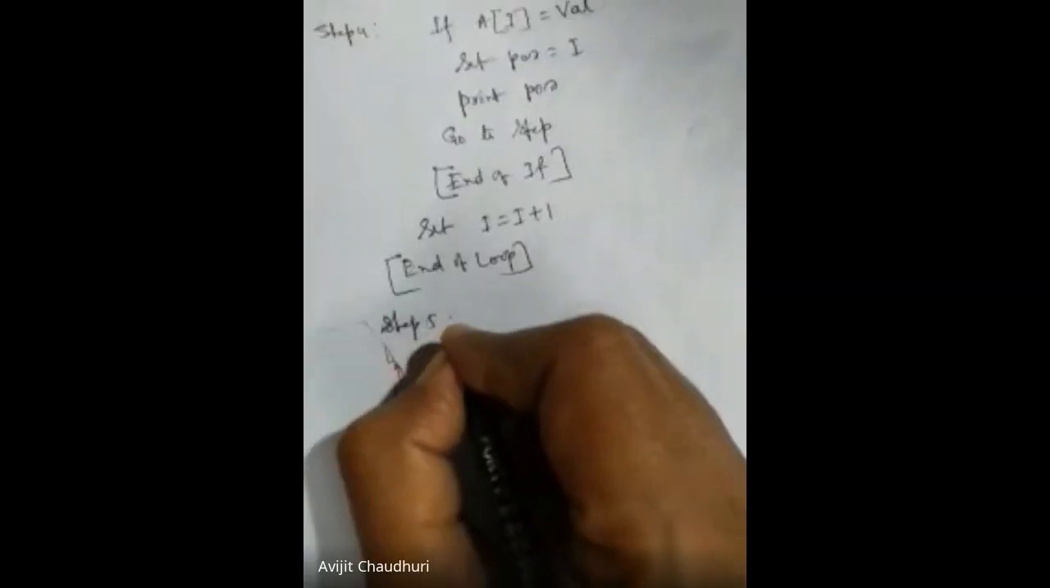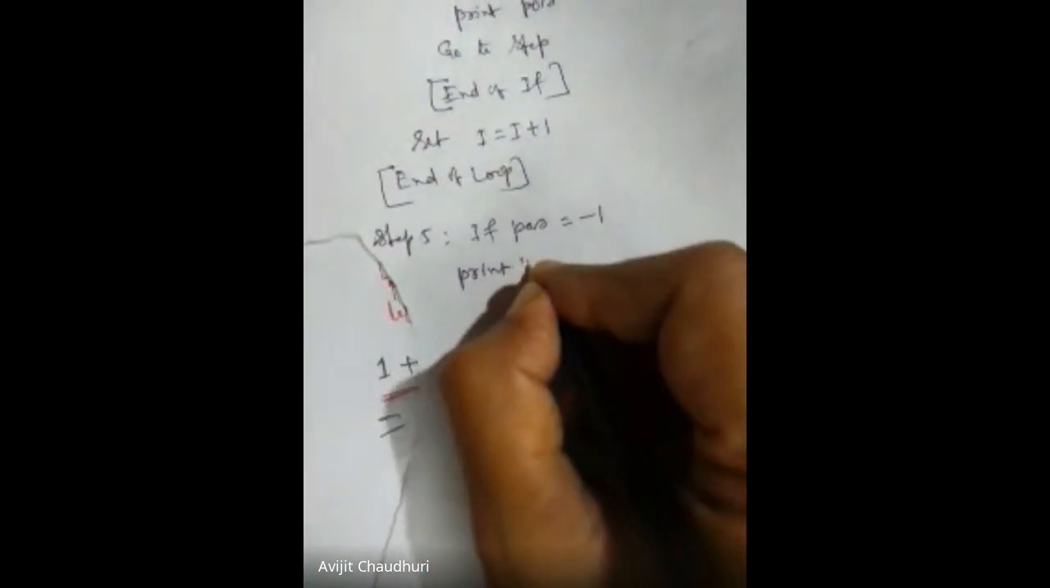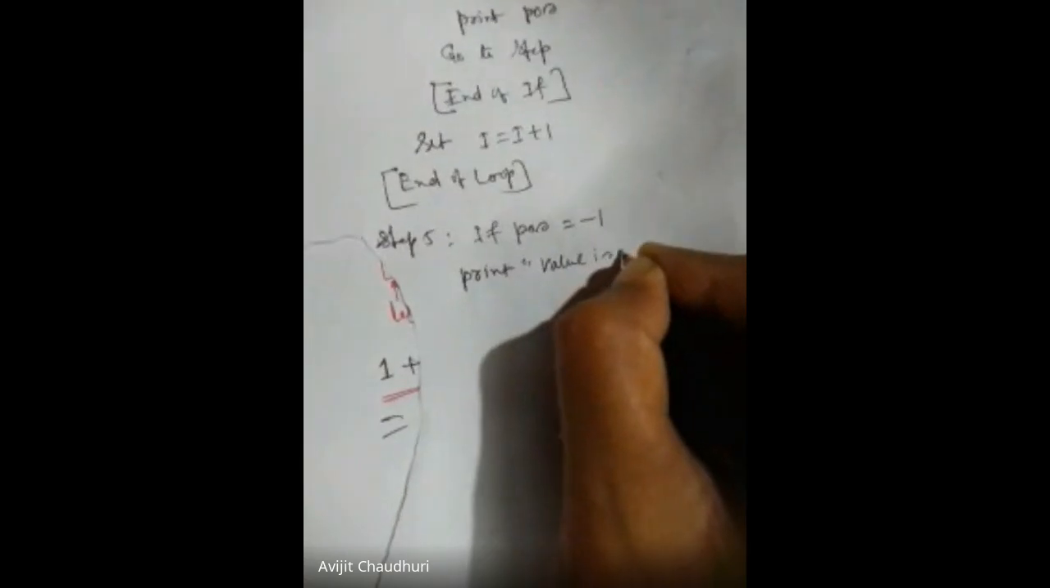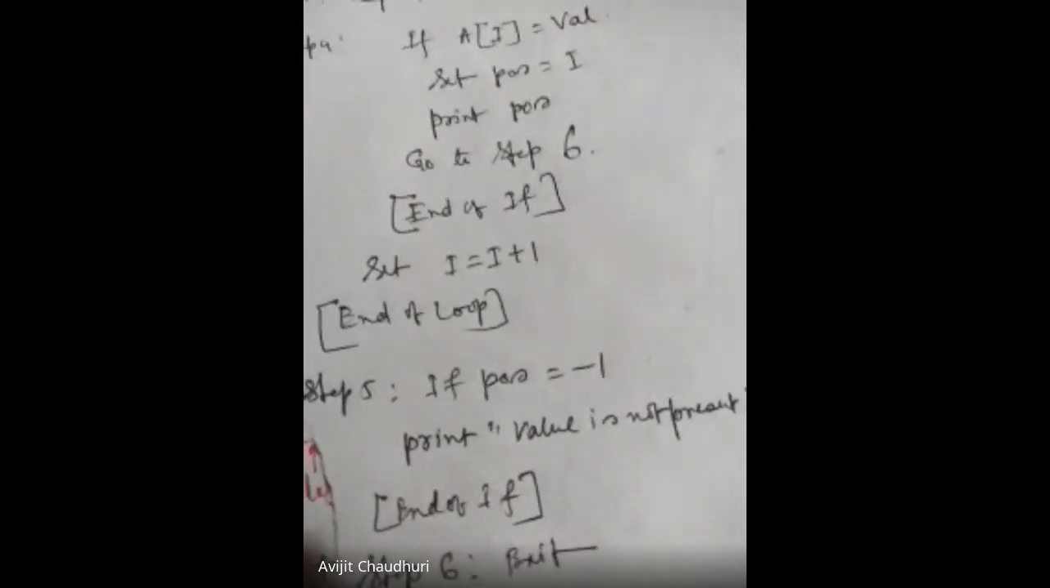Step 5: if position is equal to -1, means no item was found, print value is not present. End of if. Step 6: exit, go to step 6 here. This will be the algorithm. I am just posting it, it will be better. Yes, sir.